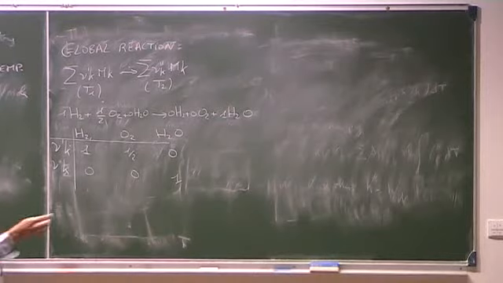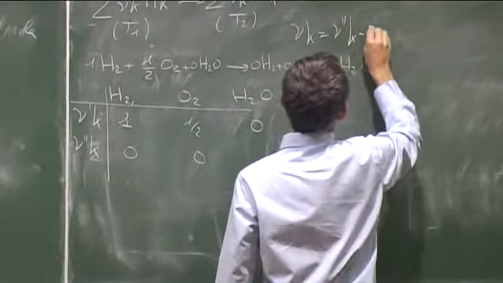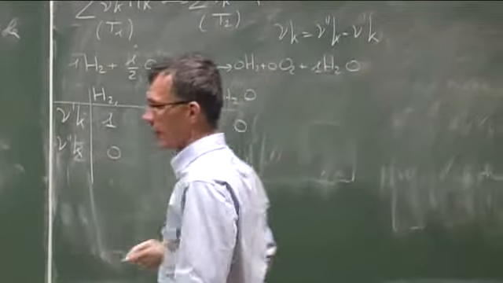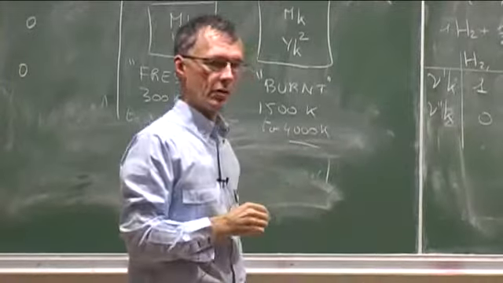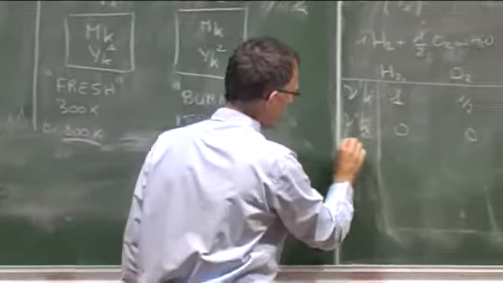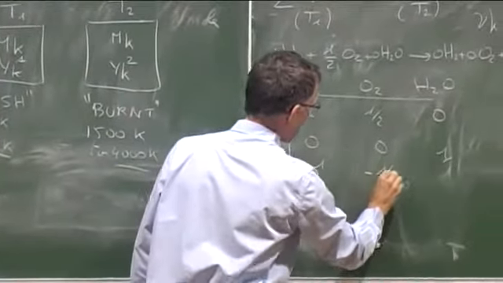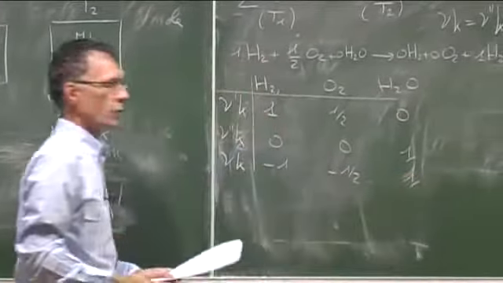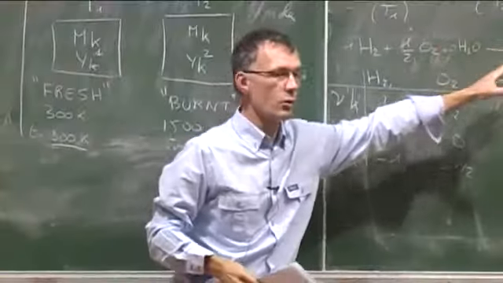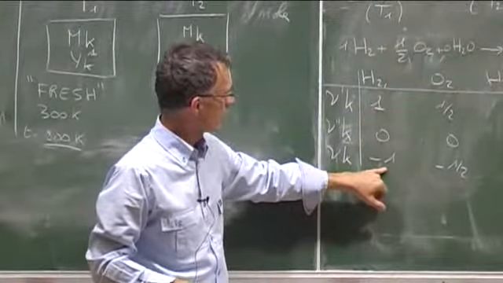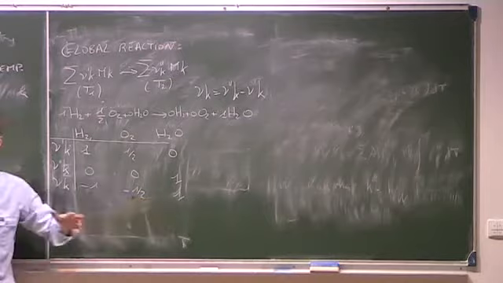And we introduce another number, which is nu K equals nu second K minus nu prime K. So this number is basically the difference between the species you find on the right side compared to the species you had on the left side. So nu K here is going to be minus 1, minus 1 half, and plus 1. So nu K is really a balance of this equation. It tells you when this equation moves from left to right, you're losing H2, 1 mole. You're losing 1 half mole of O2. You're gaining 1 mole of H2O.